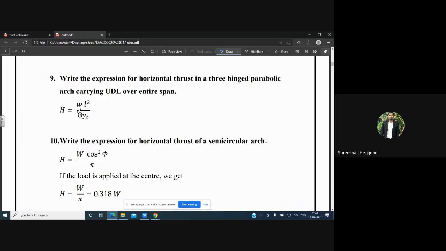Write the expression for horizontal thrust of a semicircular arch. If it is a semicircular arch, then you can write the expression as W cos square theta R by pi. If the load is applied at the center, we get H is equal to W divided by pi, or 0.318 into W, if it is applied at the center and it is a semicircle.